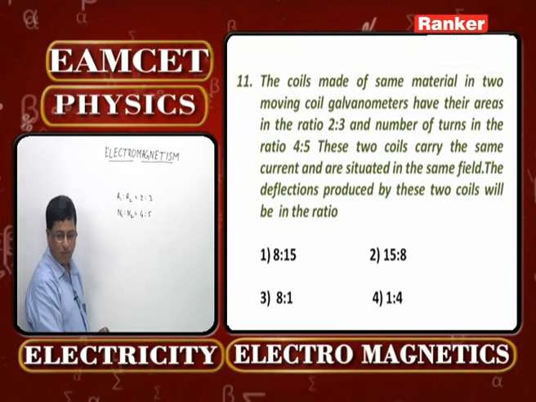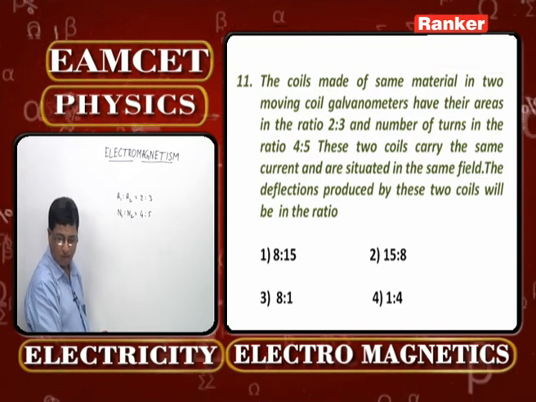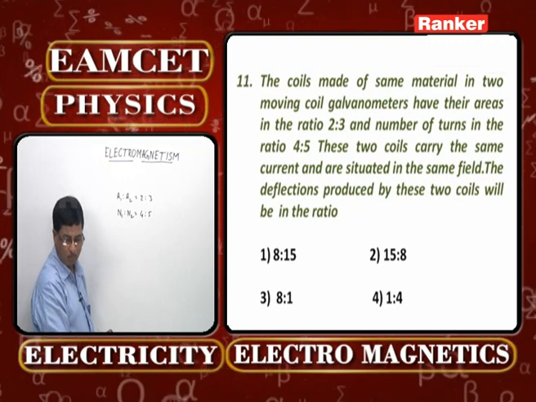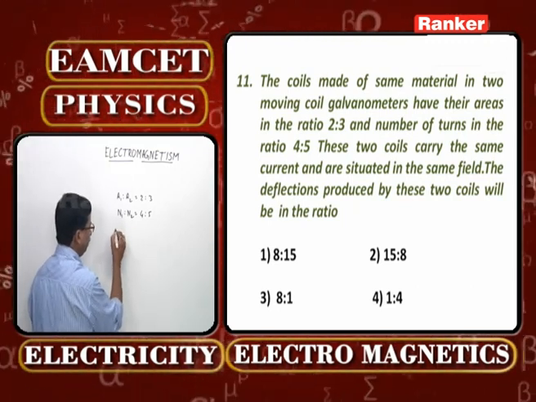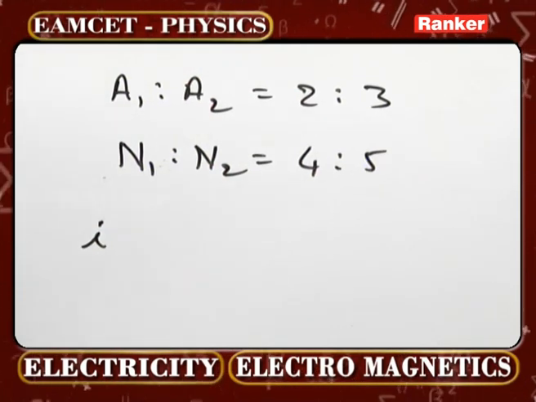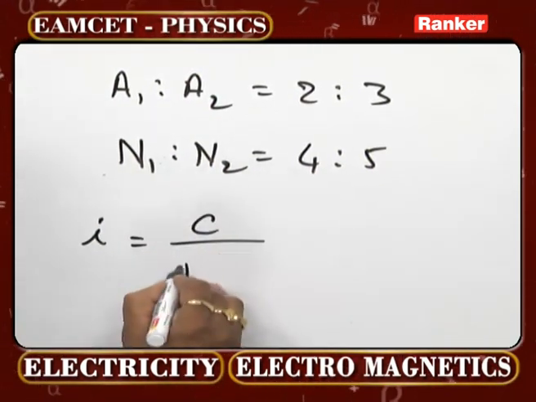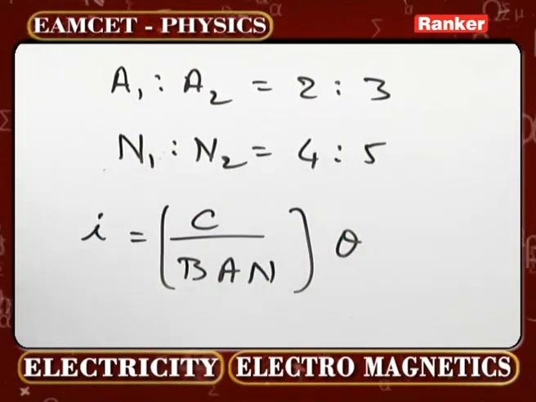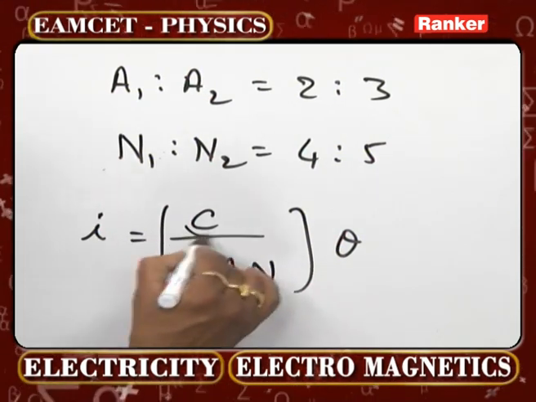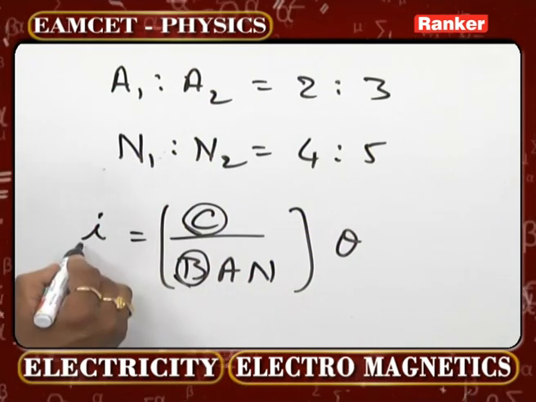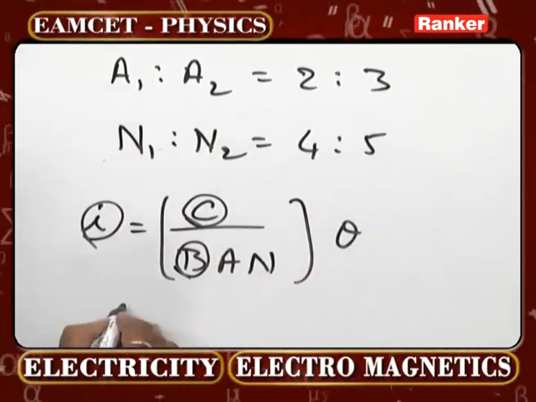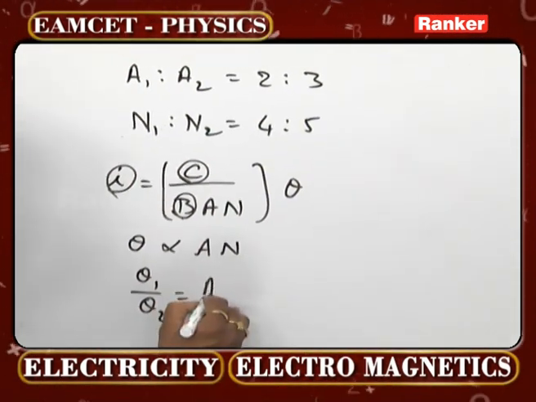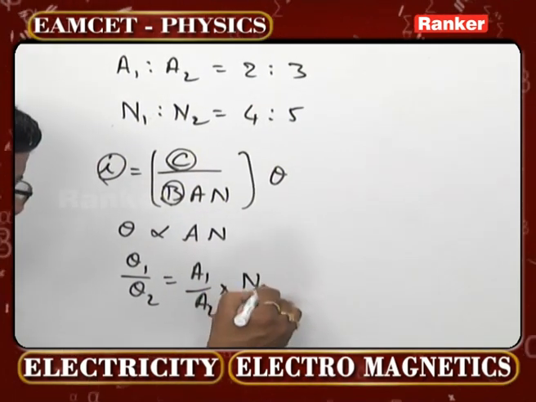Fine. These 2 coils carry the same current and are situated in the same field. The deflections produced by these 2 coils will be in the ratio of. That is actually the concept. What is the current? They are carrying the same current, he said. I is equal to C by BAN into theta. This is the formula for moving coil galvanometer. So what we can write? C is constant, B is constant, I is constant is talking. What is theta? Is proportional to A into N. So theta 1 by theta 2 can be written as A1 by A2 into N1 by N2.